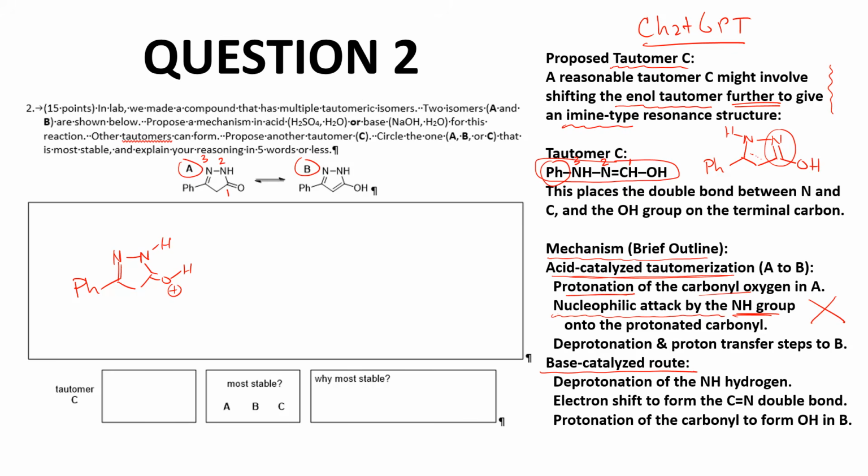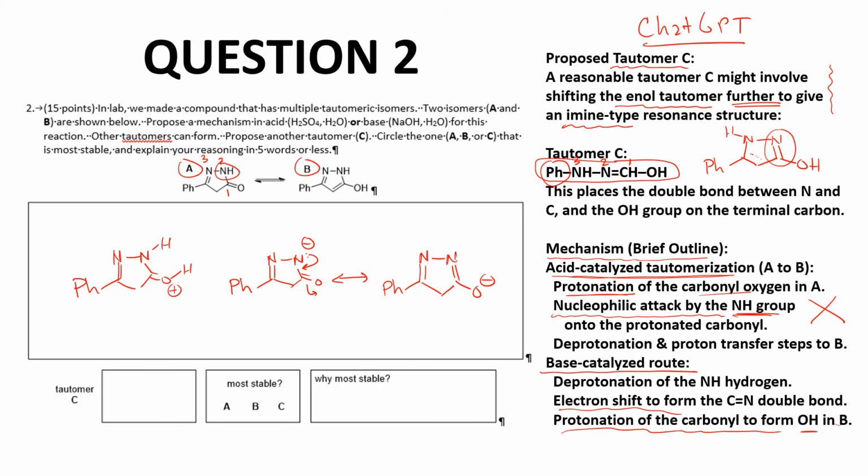Deprotonation of the NH nitrogen. Okay, A does have an NH nitrogen, so that's a reasonable thing. And then electron shift. That's a little vague, but I think I know what it's saying. We're doing a delocalization, showing a new resonance form, and that is setting up the imine. Okay, looking good.